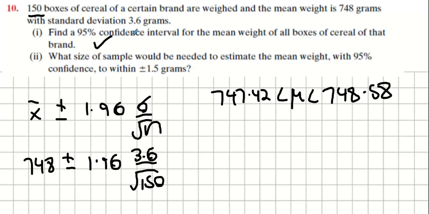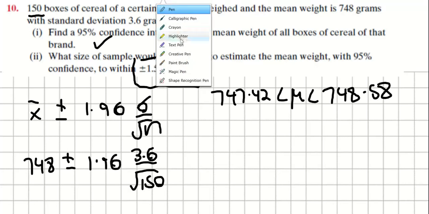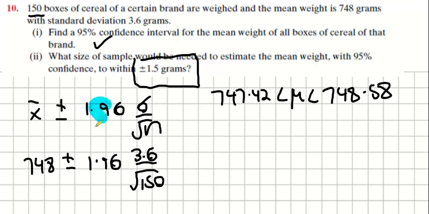Now, that's the easy question, okay? The hard question is we're going to have to try 10 part 2 here. And what 10 part 2 says is that it wants the error to be within 1.5 grams. Everybody got that? Now, the error calculation is this part here. That blue part is going to have to equal 1.5 grams.